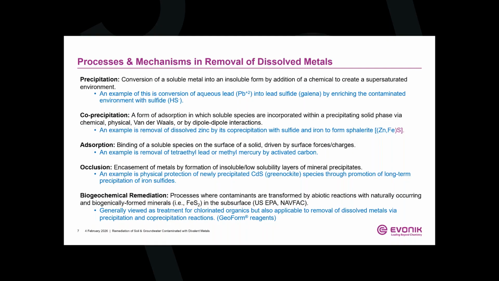But another type of adsorption, one that we promote with one of our Metafix formulations, is adsorption of organometallic compounds to the activated carbon in the Metafix reagent. And good examples of that would be removal of tetraethyl lead or methyl mercury by binding it onto the activated carbon, since these organometallic metals don't like to precipitate according to the normal sulfide precipitation or any other normal precipitation method.